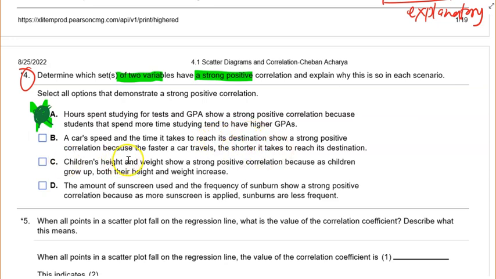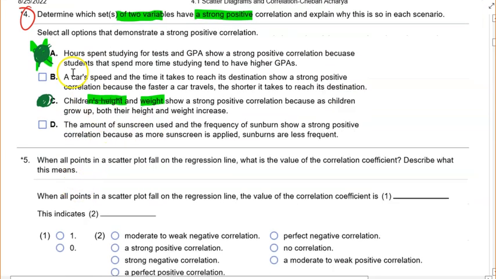Height and weight. Remember, children's height and weight. There is a strong positive correlation, because as children grow up, both their height and weight increase. In other words, as height increases, the weight of the children also increases. Therefore, this is also a strong positive. And if you look at D, this is a strong negative. That's not a strong positive.